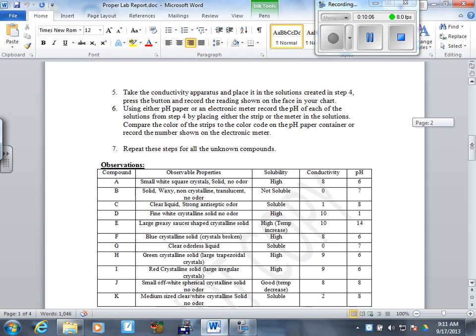All right, for the conductivity test, take the conductivity apparatus, place it in the solutions created in step 4, press the button, and record the reading shown on the face of your chart. I should have also said here in step 5, rinse the conductivity apparatus between tests with distilled water. All right, number 6, using pH paper or an electronic meter, record the pH of each of the solutions from step 4 by placing either the strip or the meter in the solutions. Compare the color of the strips to the color code on the pH paper container, or record the number shown on the electronic meter. Repeat these steps for all the unknowns.